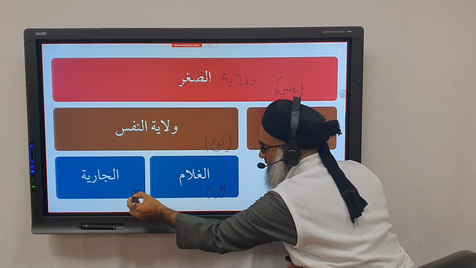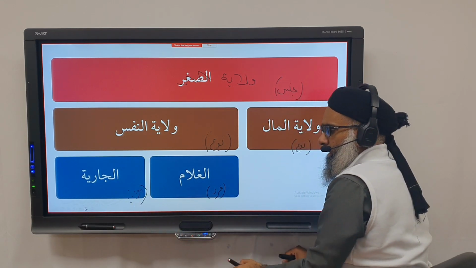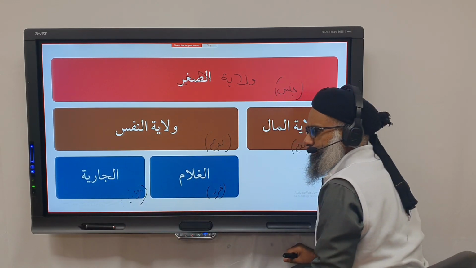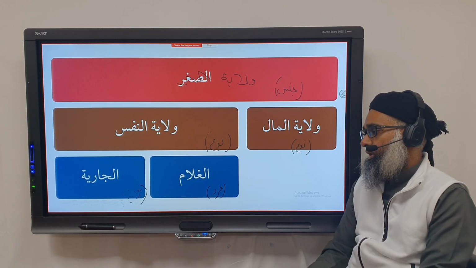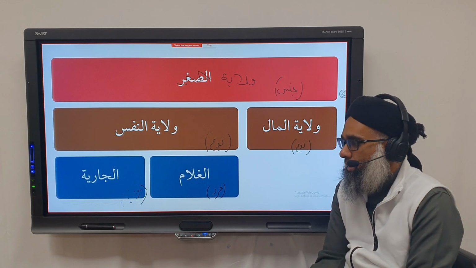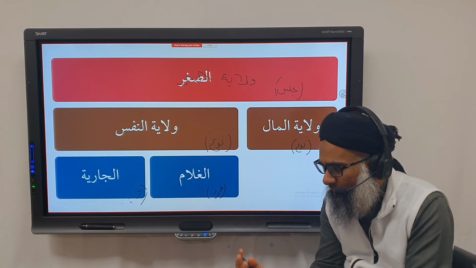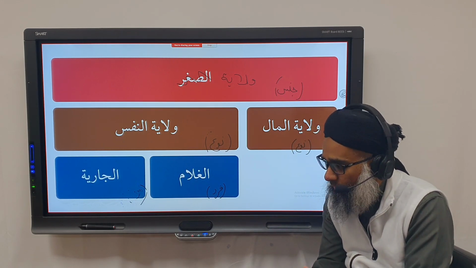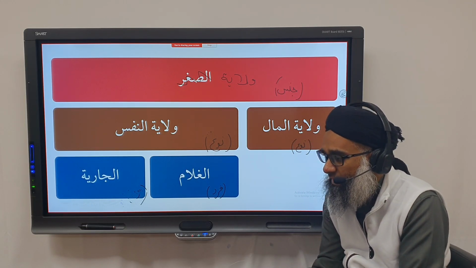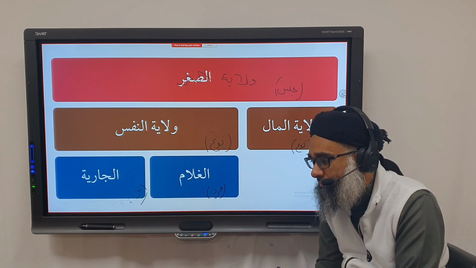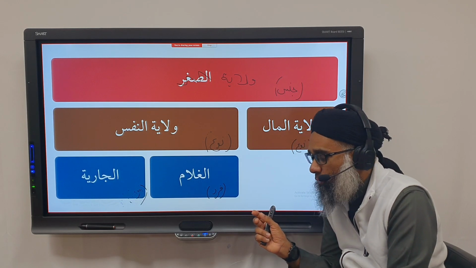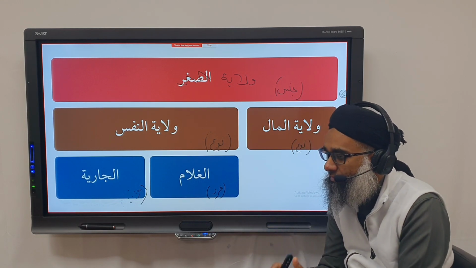Does that make sense? Okay? You understand? Acha. So now what do we say? We say that the father having wilayah over the boy and the father having wilayah over the girl, the guardianship over the boy and the girl, they're from the same naw. Do you understand? And wilayatul mal and wilayatul nafs are from the same jins of wilayah.